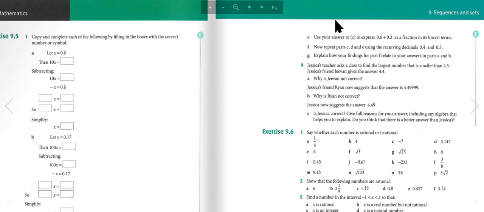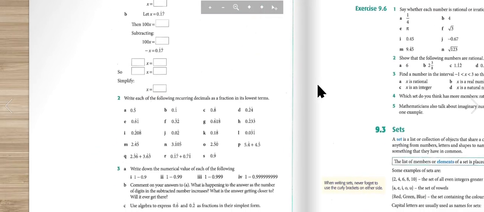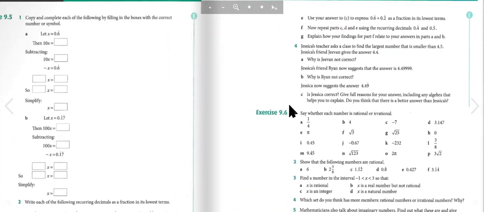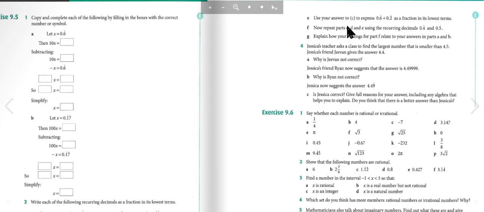Now use your answers to express 0.6 plus 0.2 as a fraction in its lowest terms. So 2/3 plus 2/9 is 8/9.